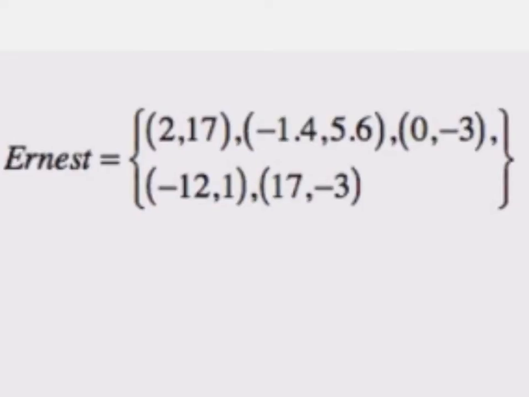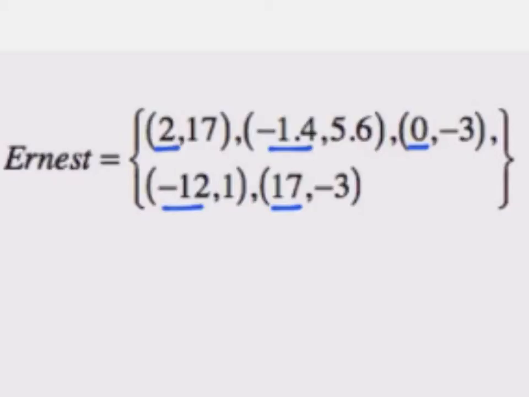So, all we need to make sure is that it's not the case that two different ordered pairs have the same input with different outputs. So the same first number with different second numbers. So let's look at all the inputs. We have 2, negative 1.4, 0, negative 12, and 17. Since none of those inputs are ever repeated, we know we're looking good.